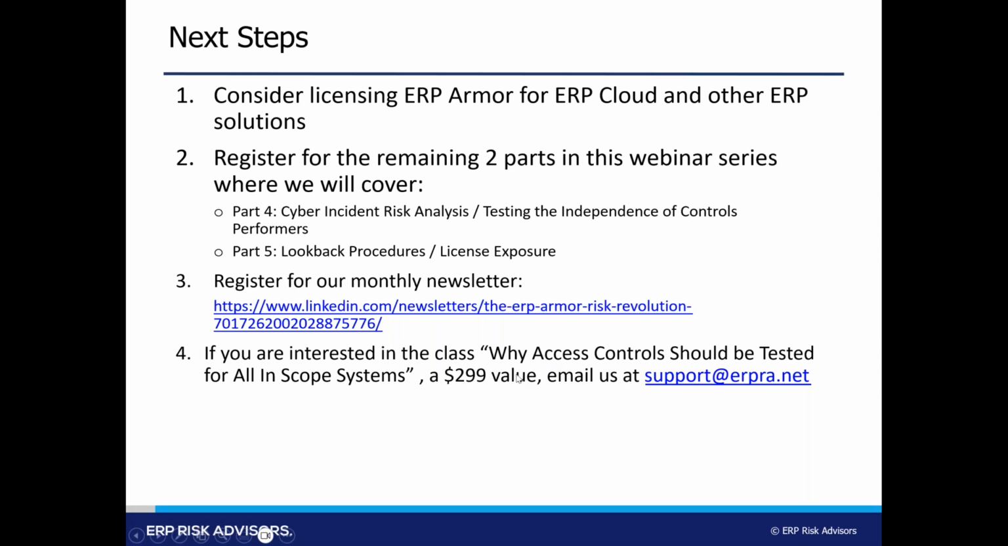Register for the remaining two parts of the webinar series. The next one is on cyber incident risk analysis, particularly important for management to have a plan when there is a breach, whether that's an on-prem system or a SaaS system like ERP Cloud. There are definite cyber risks, not from a ransomware perspective, but more from a data security and fraud perspective. We're going to cover that in the next one, and we're also going to cover the impact of testing of independence and control performers. Then in part 5, we're going to wrap up by looking at how to execute look-back procedures and license exposure.